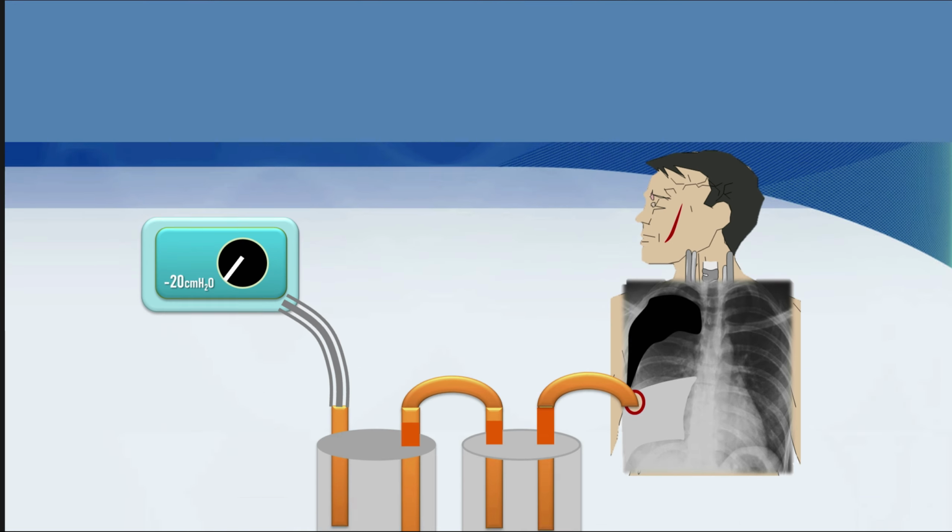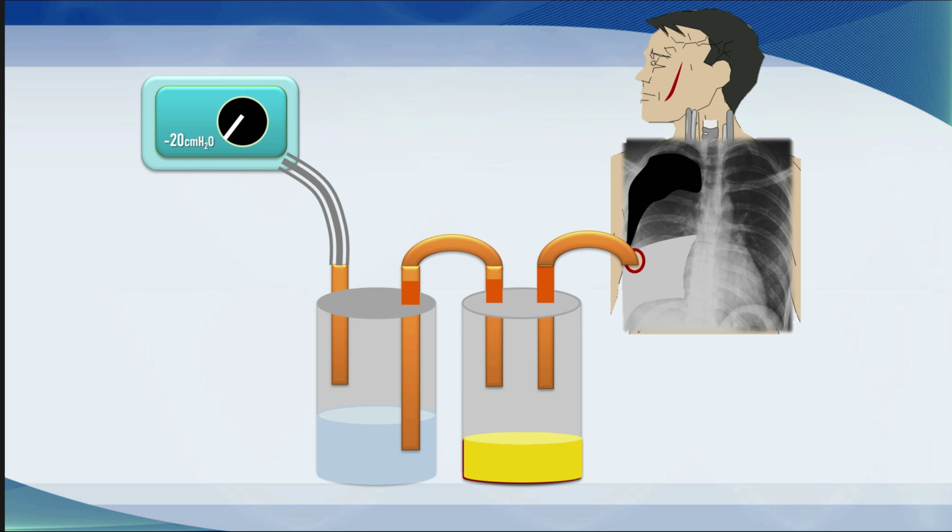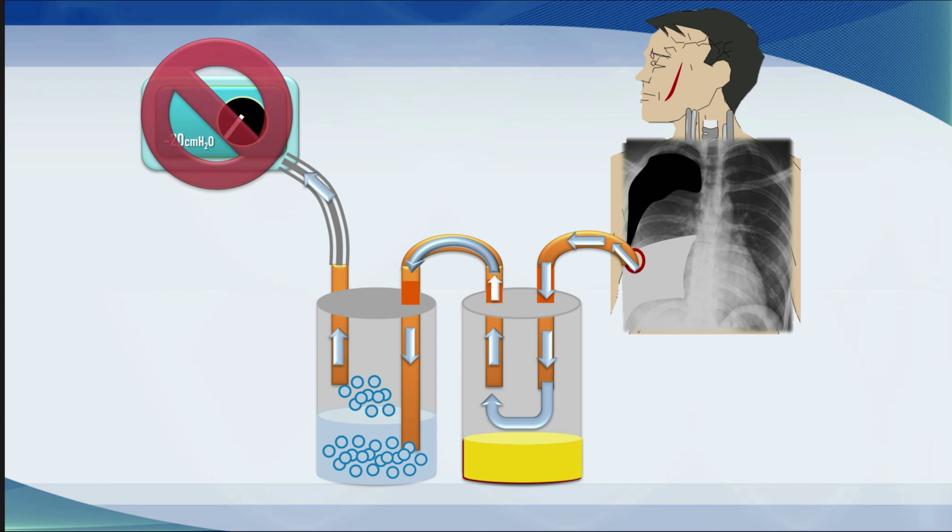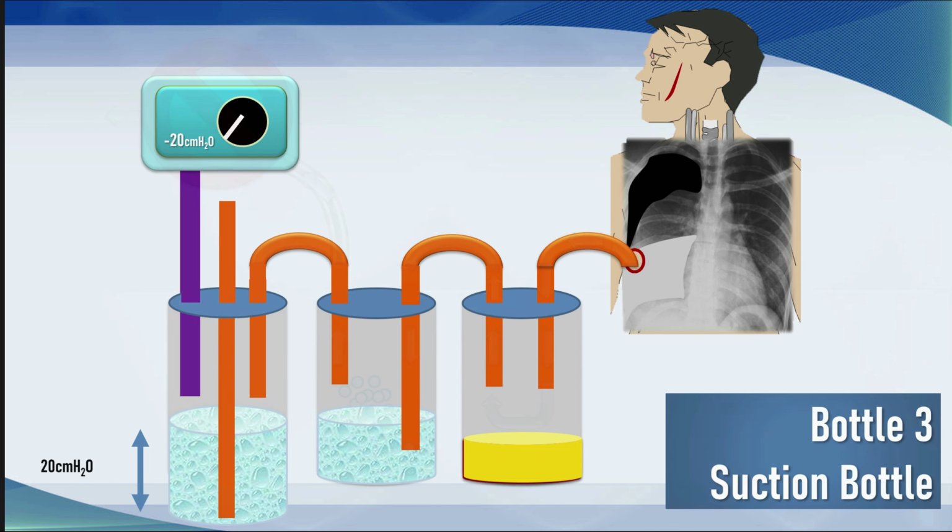So this is what you would think we should have. 2 bottles. The first bottle, that's drainage. The second bottle, that's an underwater seal. And then a suction device that pulls the air through the system. On the surface, this would look reasonable, but this is not a safe thing to do because of the danger that someone will turn that suction up way too high and cause an injury to the patient. So a third bottle is required, and it looks like this.